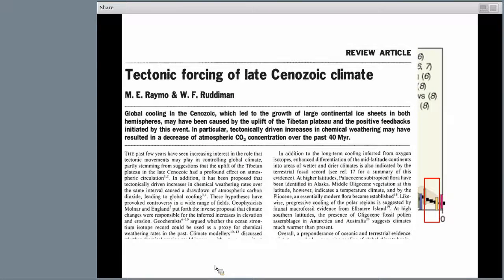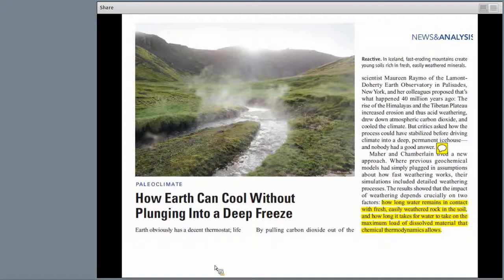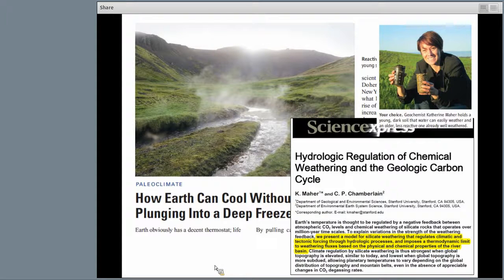So Catherine's work relates to the late Cenozoic. How do we explain this one? The roots were already established, so plants are not the reason. This paper, probably one of the most cited, by Raymo and Ruddiman, said that it's a tectonic force in cooling the late Cenozoic. The uplift and rise of the Himalayas exposed fresh rocks and enhanced orographic rainfall, which enhanced the weathering. But critics mostly say, how can Earth cool without plunging into a deep freeze, because the mountains are still rising? And so there are a lot of explanations, of course.